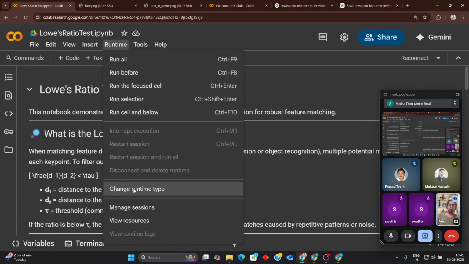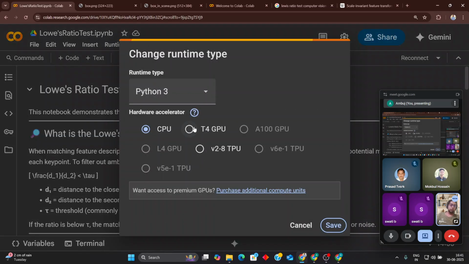Go to runtime. You can change the runtime also. You can use GPU or TPU if it is a large data set. If you are performing this Lowe's ratio test and publishing your results in a journal, then you have to perform this analysis on a very huge data set of 10,000, 20,000, 50,000, or 1 lakh images. In those cases, you can provide the link. You can extract the data in your own Google Drive, or you can provide an open source link, depending on you.